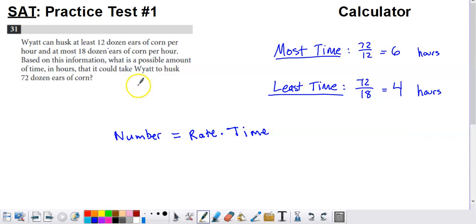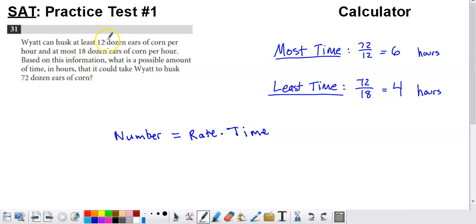Here's a practice SAT problem. It's from the grid-in section of the calculator portion of a practice test. And this is talking about a person named Wyatt who can husk at least 12 dozen ears of corn per hour, but at most 18 dozen ears of corn per hour.